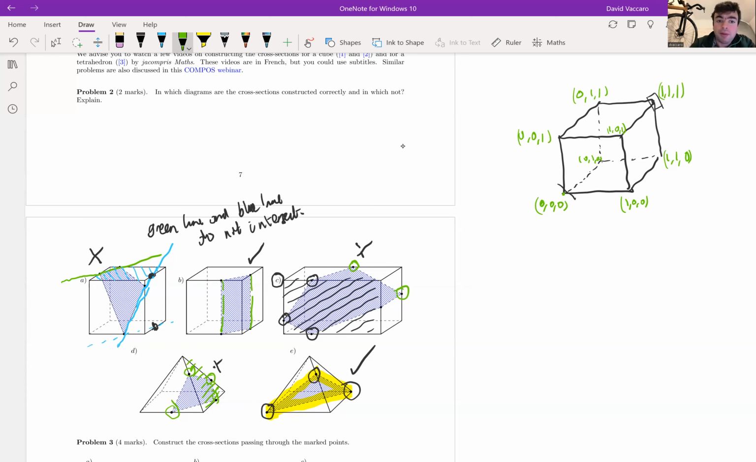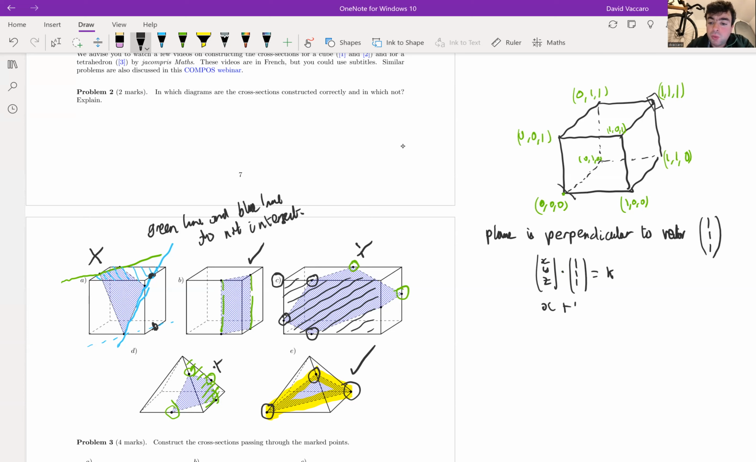Right, let's take an algebraic approach. Our cut is perpendicular to the line that joins 0, 0, 0 to 1, 1, 1. So the plane is perpendicular to the vector 1, 1, 1. And I will do a purely geometric approach later. So the plane that we want is of the form (x, y, z) dot (1, 1, 1) is equal to some constant. So we get x plus y plus z is equal to some constant. Now, what is that constant?